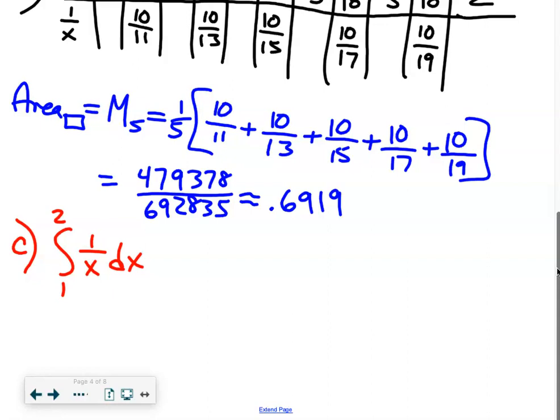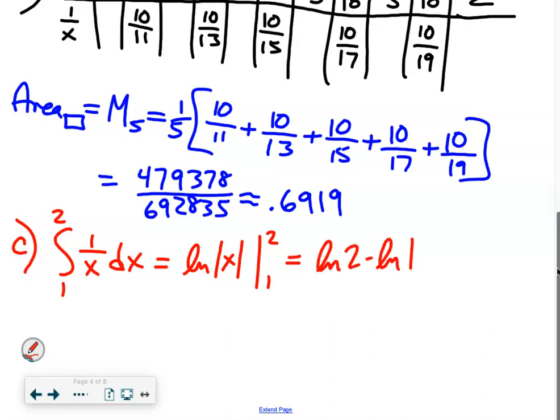Yes, Keegan. So my question would be that ln2 minus ln1, would be expected to get rid of the ln1 because it just equals 0? Okay. But it's good that you knew it was ln, right? So what's the antiderivative of 1 over x? ln of the absolute value of x, from 1 to 2. Don't forget the absolute value. In this case, it doesn't matter, but it does on your test. So ln2 minus ln1. But what is ln1? 0. So this is just ln2.